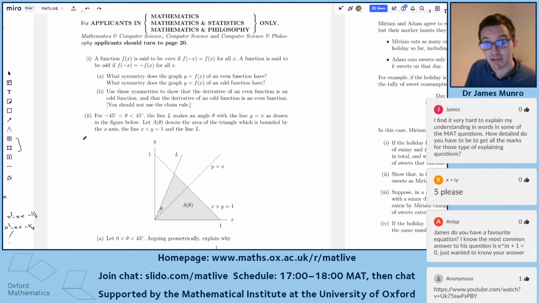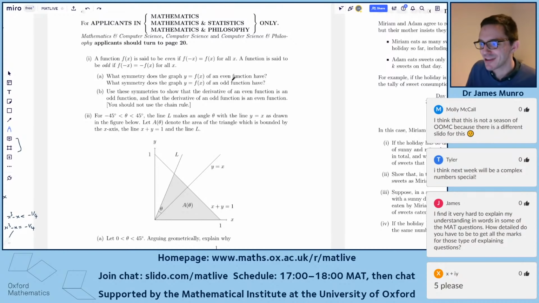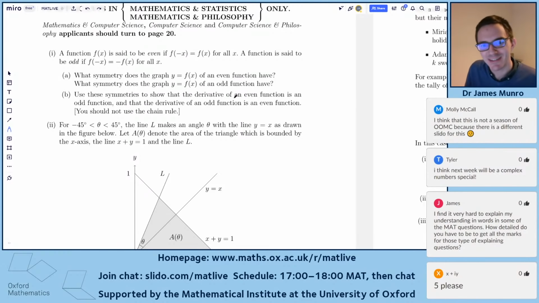Is anyone still here? People are still here, my word. Cool. People want complex numbers next week. This is not a different Slido, right? Different Slido, different thing. Someone sent me a meme by email. It was the Spider-Man pointing at another Spider-Man. And one of the Spider-Mans was labelled Oxford Online Maths Club. And the other one was labelled Oxford MAT Livestream. Spider-Man. Which is very good. Thank you for sending me that meme.